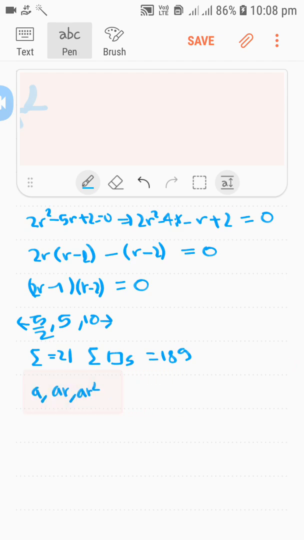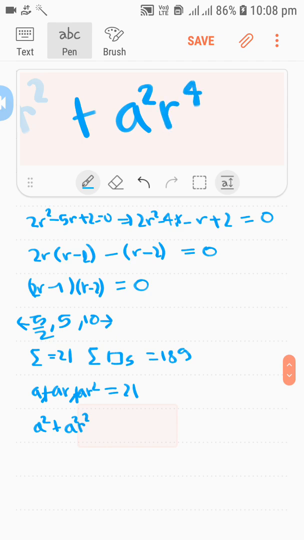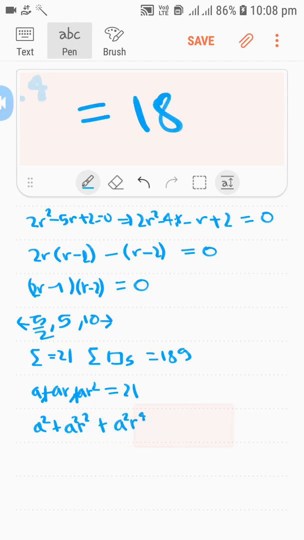So this sum, A plus AR plus AR squared, is going to be 21. Okay, nice. And the sum of their squares is 189, which means that A squared plus A squared R squared plus A squared R power 4 is 189. Well, what can we do from this? Not seeing any immediate results, but I think there is something which we can in fact do. Maybe we can use cubes and stuff, or maybe not.